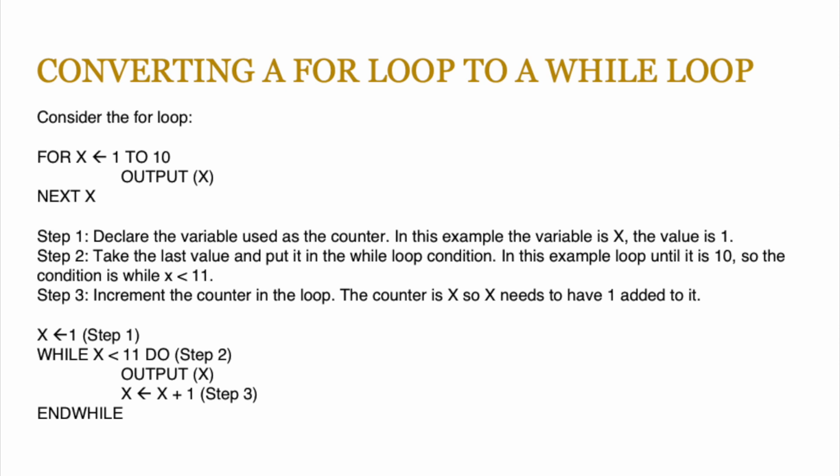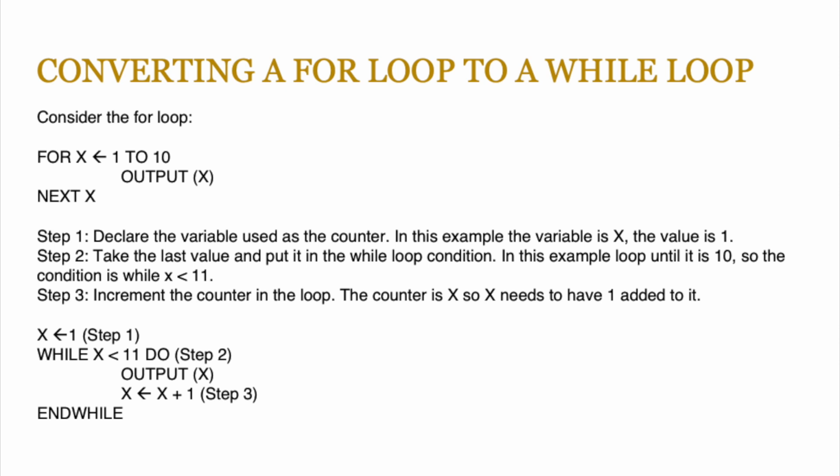We then take the last value and put it in the while loop as a condition. So in this case, the last value is 10 in the for loop. So we're going to make sure that's there. And then we're going to increment the counter in the loop. So it will look something like this. X is assigned the value 1 because that's our starting value, while X is less than 11, or while X is not equal to 10, keep doing the following. There are multiple conditions you could use here. That's your step 2. And then we simply output X.